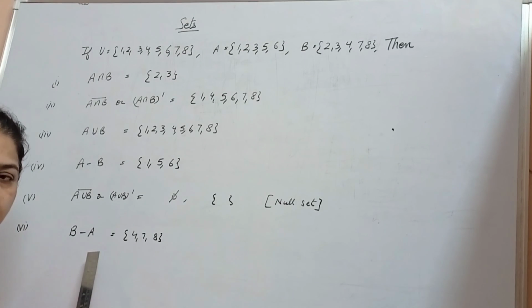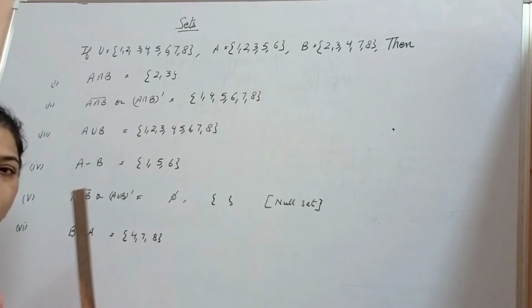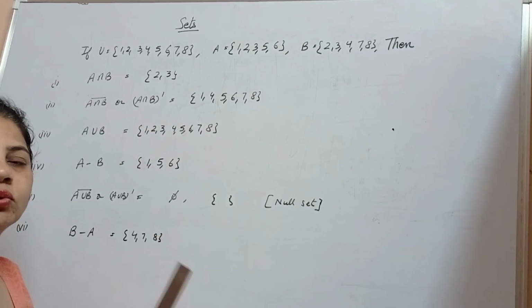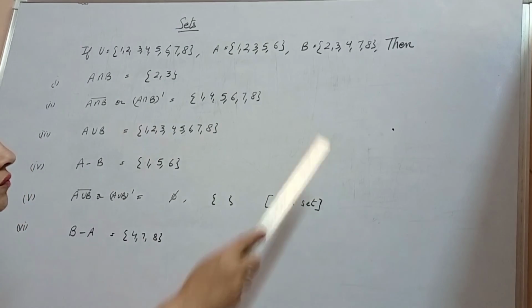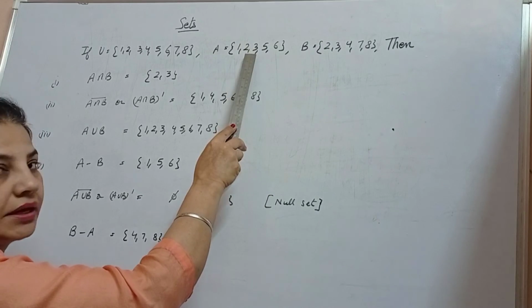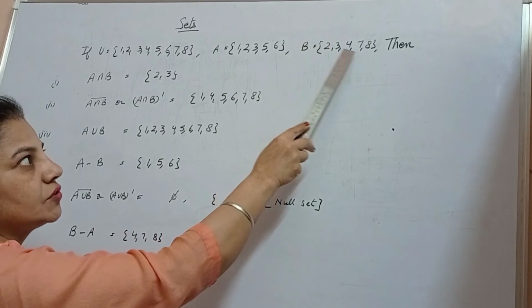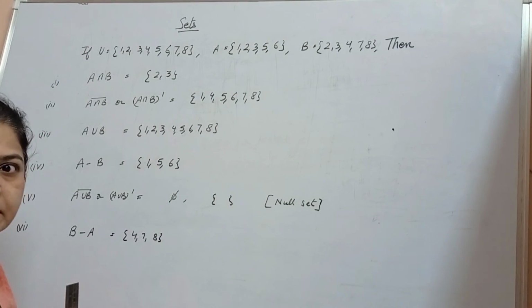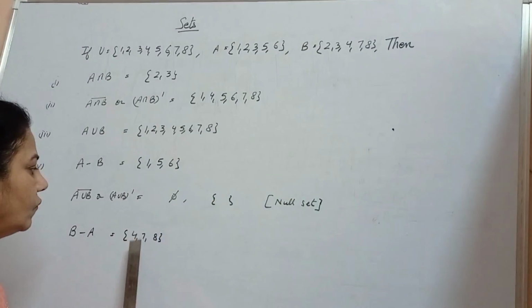Difference of set B and A. In this case, we will write all the elements of set B and exclude the elements which are in A. So we observe that 2, 3 are in A, so we exclude 2, 3. The rest of the elements of B will come in the difference of set B and A. So that is 4, 7, 8.